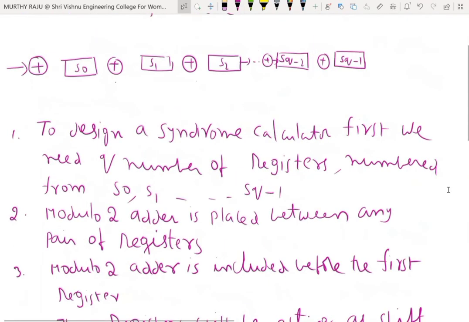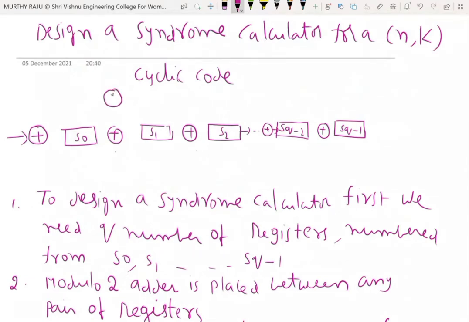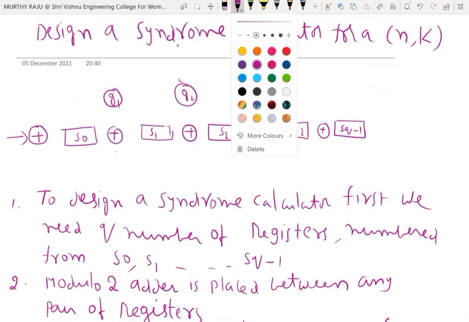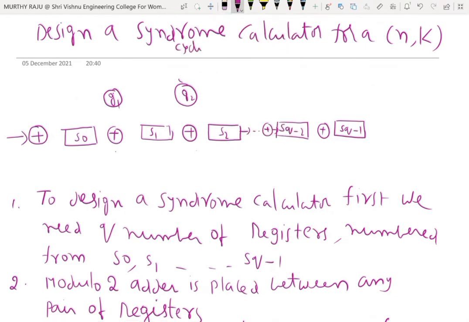Here, this one is gate G1, this one is G2, and so on, up to G(q-1): q minus 1 gates are required here.